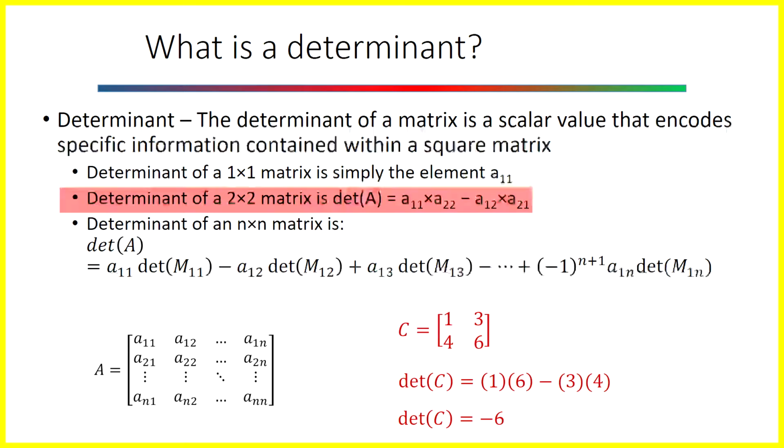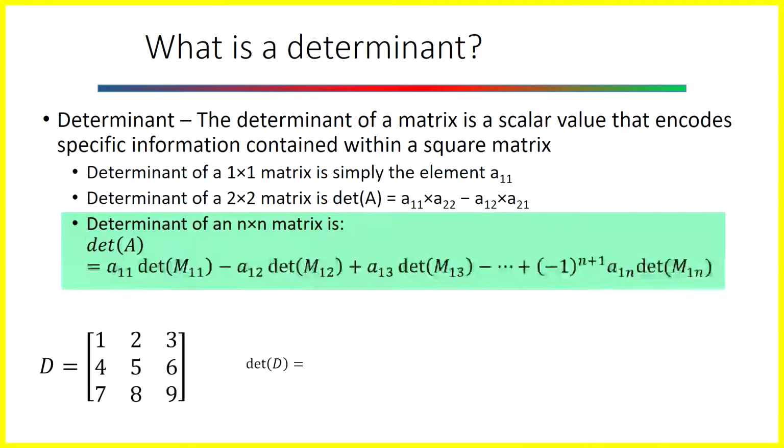Alright, straightforward so far. But it's when we start getting to larger matrices that things really get complex. So let's start with a 3 by 3 matrix. I'm just setting D equal to 1, 2, 3, 4, 5, 6, 7, 8, 9, so that it'll be really easy to see what we're doing. If we look at our definition, the determinant of a 3 by 3 matrix will be equal to the first element, so that is 1 times the determinant of M11, which is the matrix we get when we delete the first row and the first column.